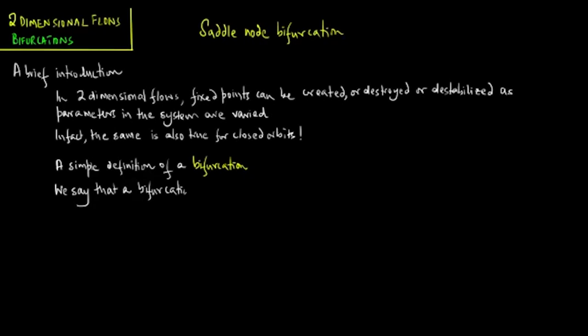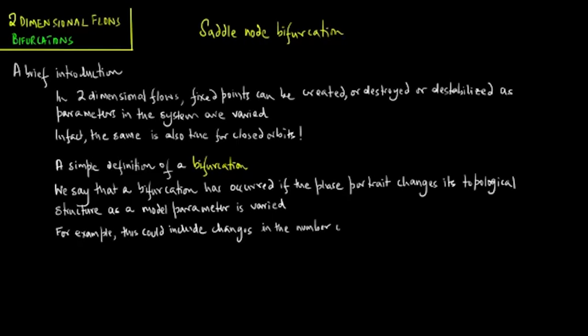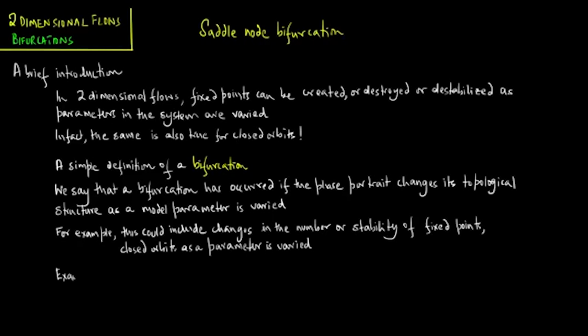We say that a bifurcation has occurred if the phase portrait changes its topological structure as a model parameter is varied. For example, this could include changes in the number or stability of fixed points or closed orbits as a parameter is varied. So here are some examples of types of bifurcations. We have a saddle node, we can have a transcritical, we can have a pitchfork, and you can have a Hopf. So we look at a saddle node bifurcation in some more detail.